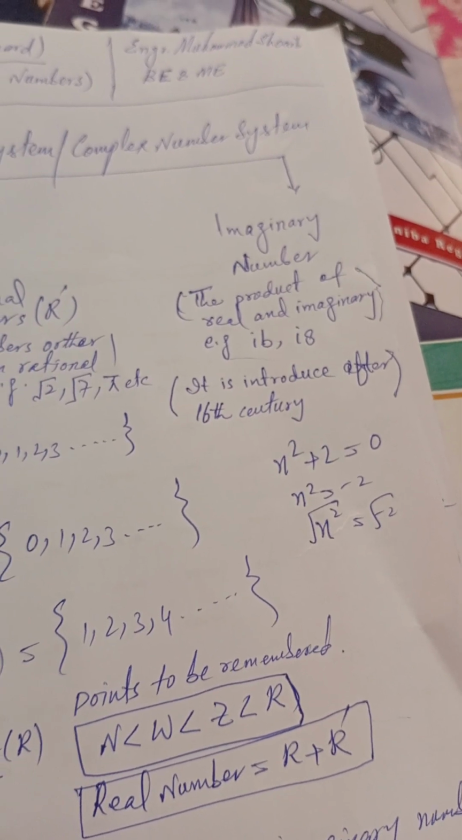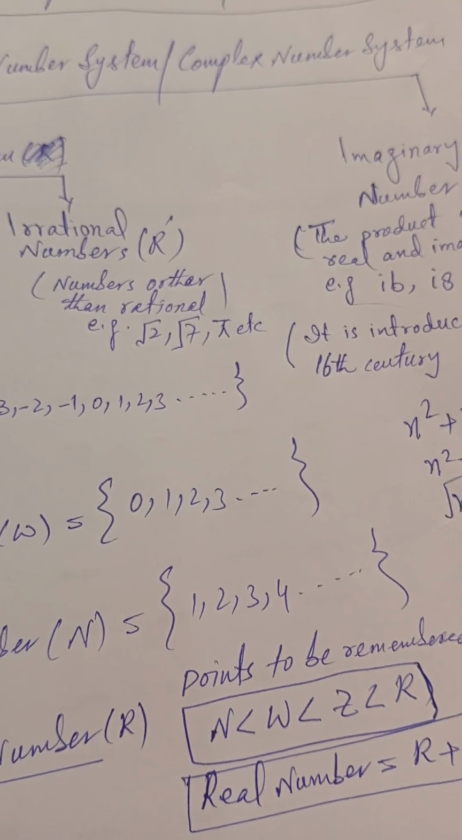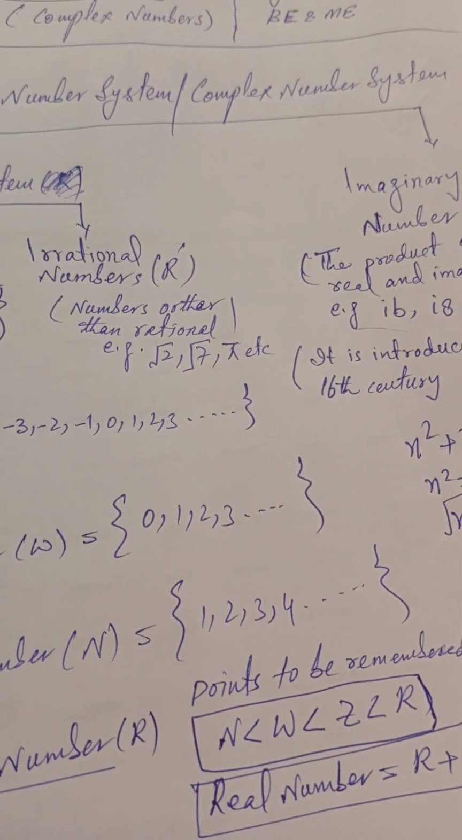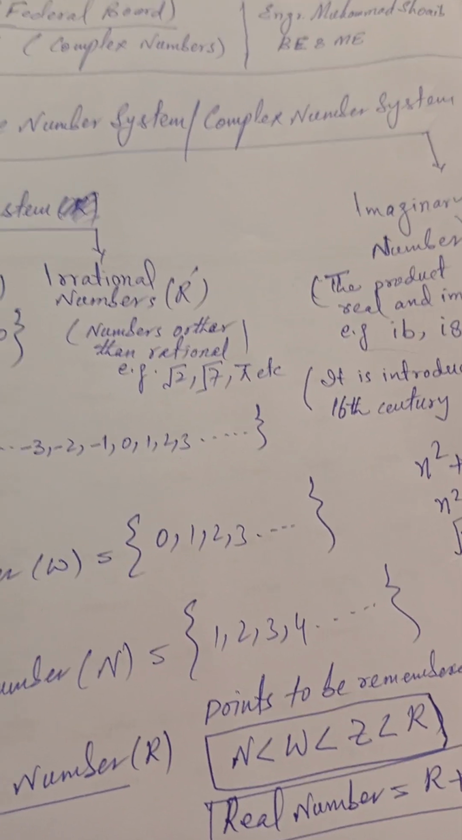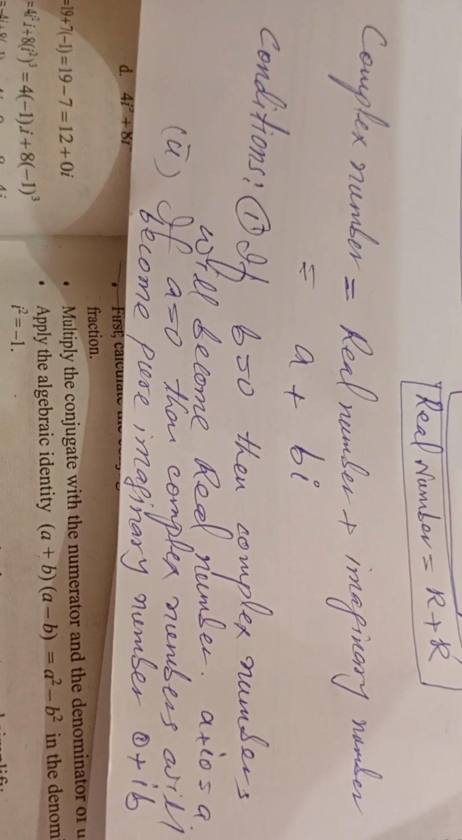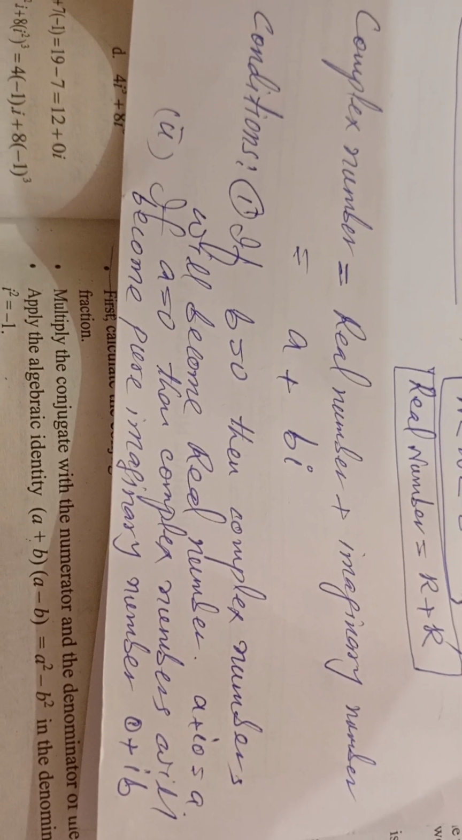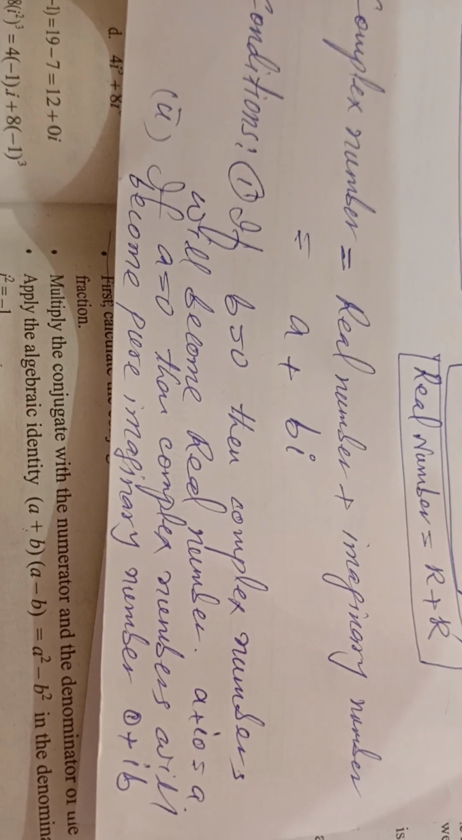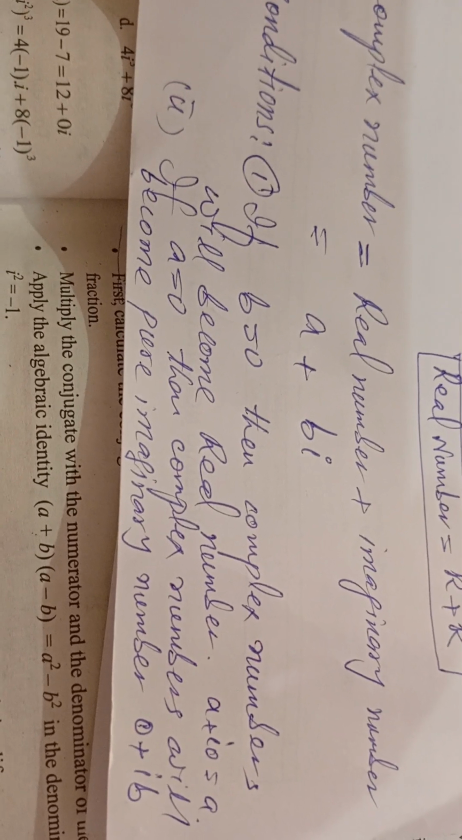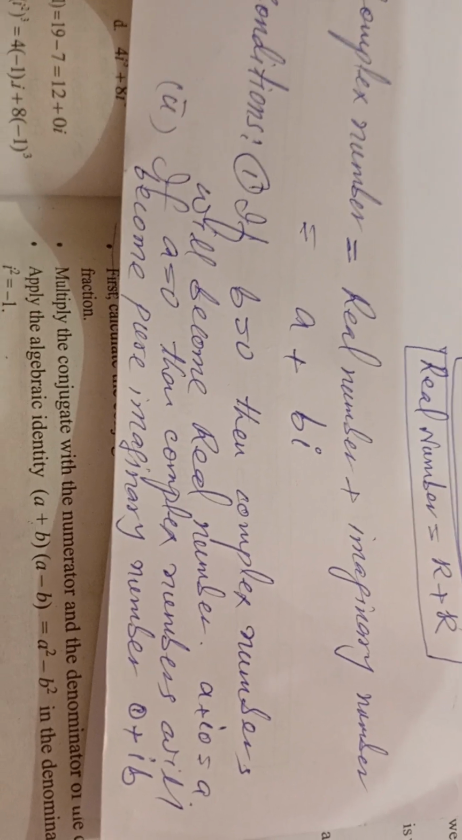So a new number system, called the complex number, was developed and defined as the combination of real number plus imaginary number. So we can say the complex number is real number plus imaginary number. Here we have to introduce two conditions. If b is equal to 0, this complex number becomes a real number, and if the real part a is equal to 0, then the complex number becomes a pure imaginary number.